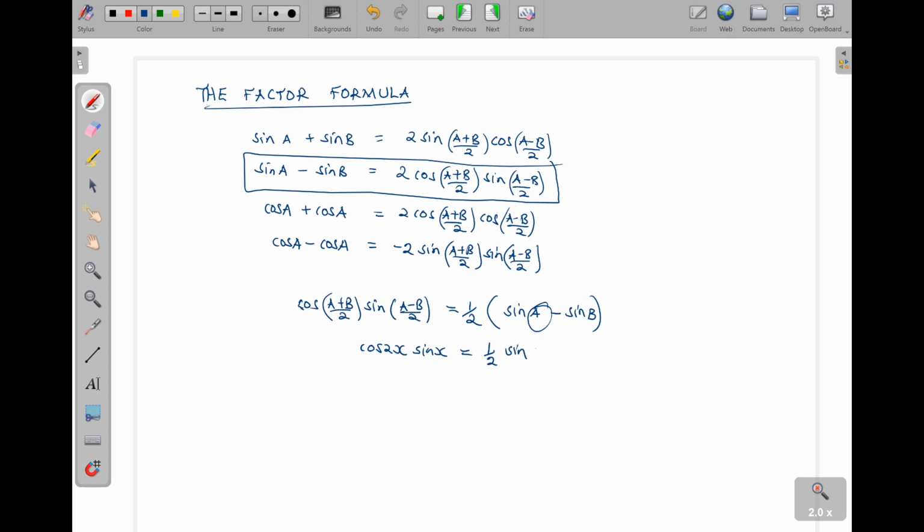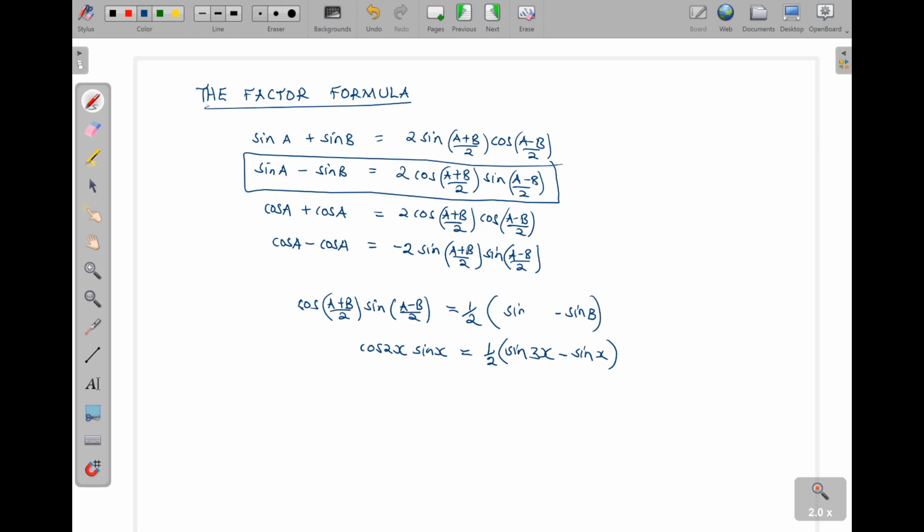of, when you add these, 2x plus x, what do you get? You get 3x, and then this is sine of 2x minus x, you will get an x, so this will be x here. Okay, we shall get an x here, just like that. Now this one becomes very easy to integrate.